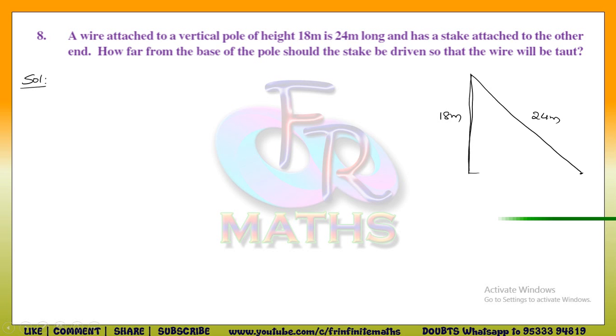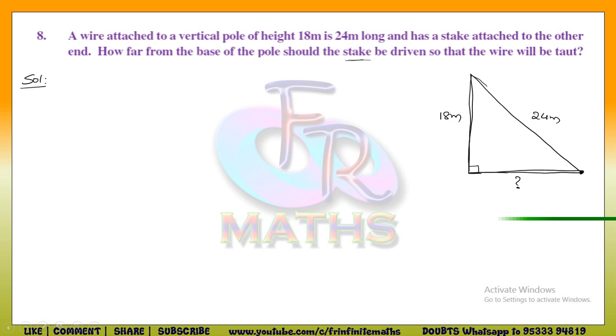So stake means to fix it onto the ground, so there will be some type of arrangement. With that we need to attach this wire on the ground, and he is asking how far. So how far means what should be this distance so that the stake should be driven. Stake means this end, so this end should be driven so that the wire will be taut. Taut means without any folds or wrinkles. So we need to fix that wire.